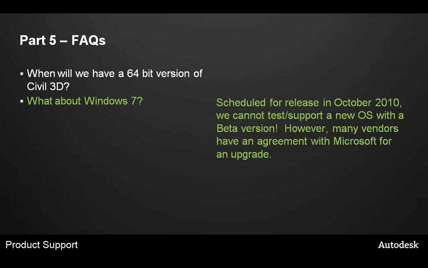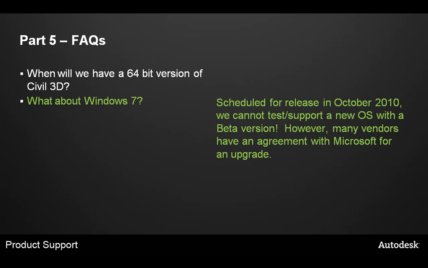What about Windows 7? So we've all heard about Windows 7. It's scheduled for release in October of this year. However, I think you can appreciate that we cannot test our products and support them on a beta version of an operating system, right? So it's just going to be at your own discretion. If you want to try Windows 7 with Civil 3D, you're welcome to, of course, but we are not going to be able to support that if you call in with problems and are asking for a support request. We can't support you on Windows 7 until it's tested.